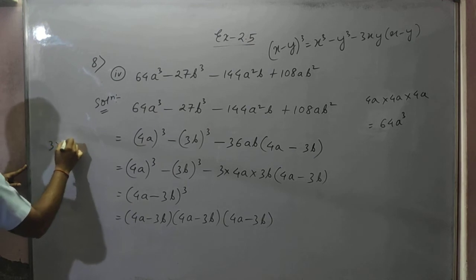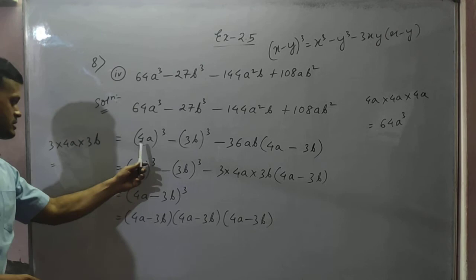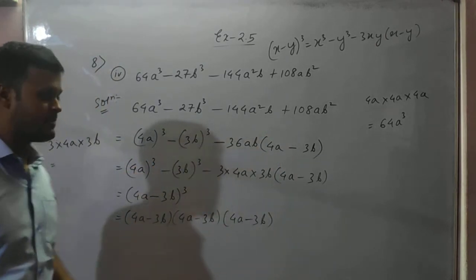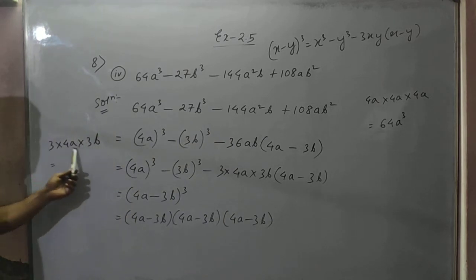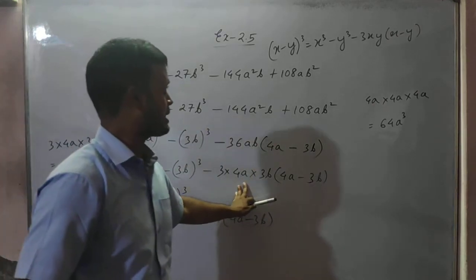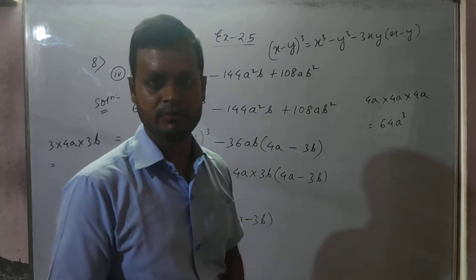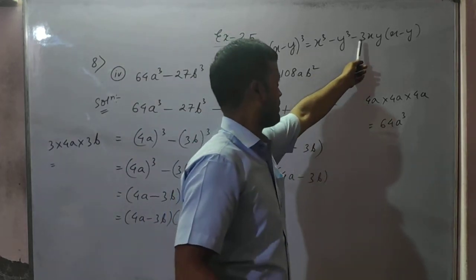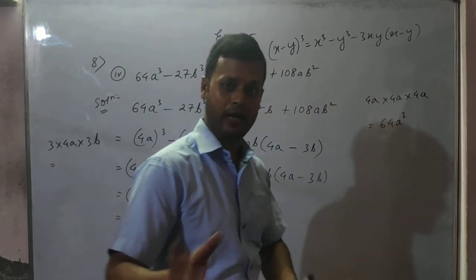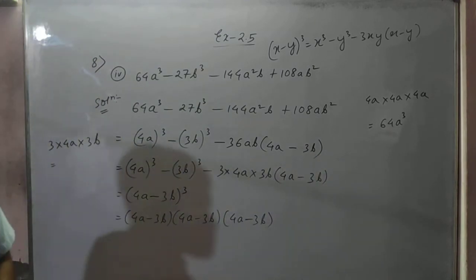So 3 into 4A into 3B I did. I multiplied these two terms, 4A and 3B, by 3. Because 3xy will come here, no? That's why. Why am I multiplying with 3? Because I know that it is x cube minus y cube minus 3xy into (x minus y). So 3xy I have to find. Anyhow, I have to take 3xy common.